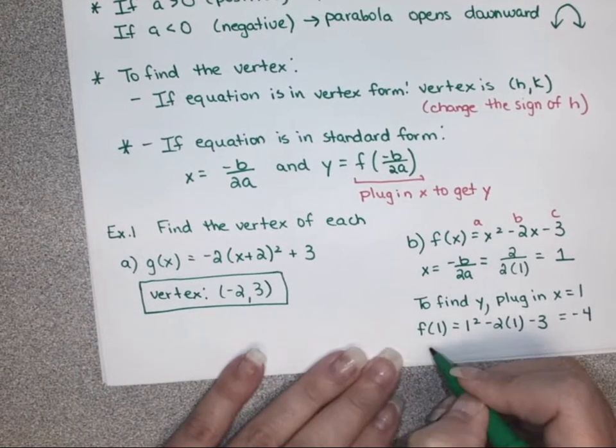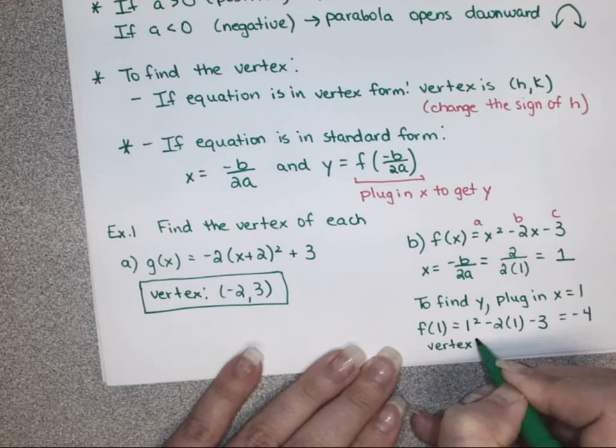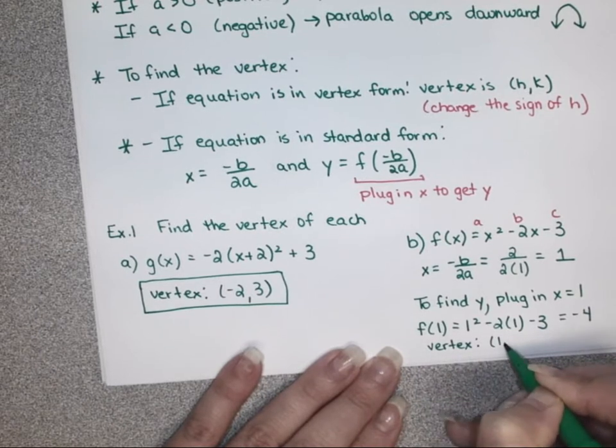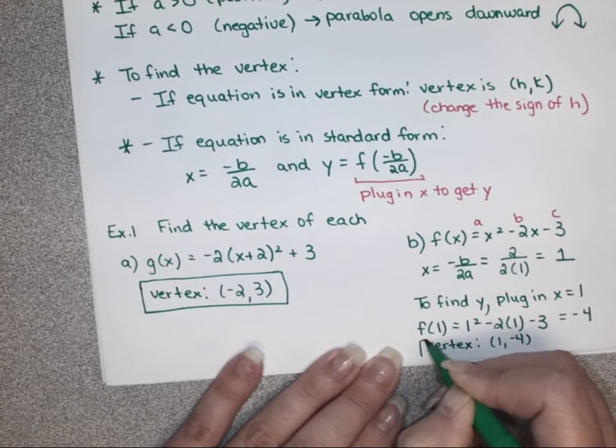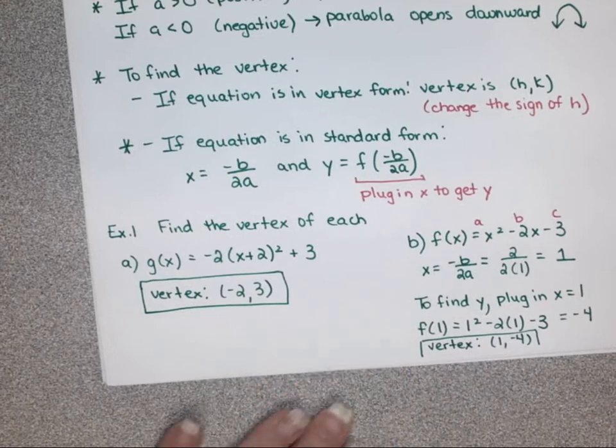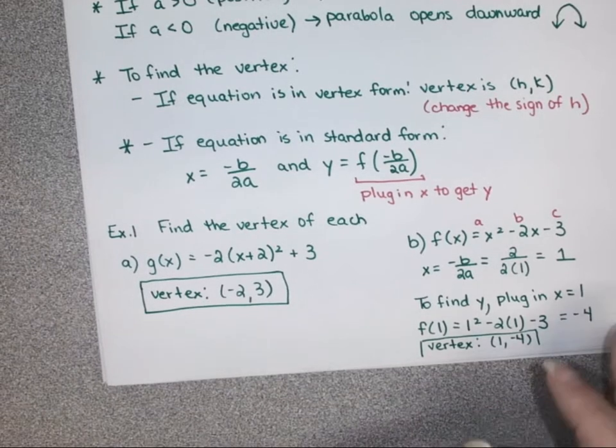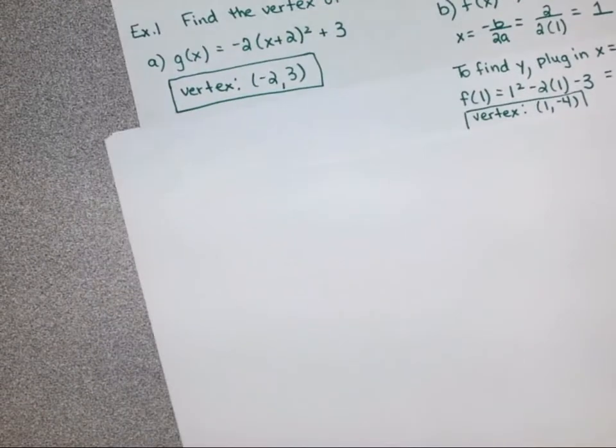So how I want to see your answer then is as a point. So the vertex is 1 comma negative 4. Okay, so always a vertex will be written in that format because it should always be an x comma y. Okay, so that's how we find the vertex.